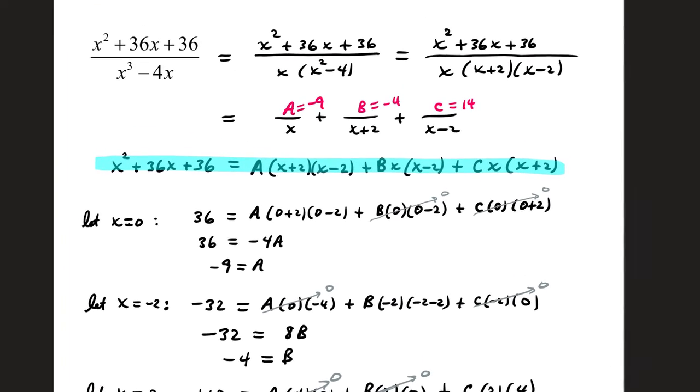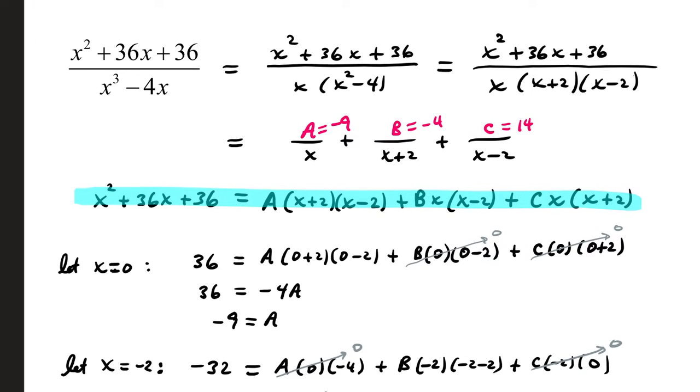In the second example, we have a little bit more complicated fraction to investigate. We have x squared plus 36x plus 36 all over x cubed minus 4x. Factoring out an x, that leaves x squared minus 4. That's a difference of two squares. So this denominator completely factors as x times x plus 2 times x minus 2. This is a set of three distinct linear factors, so we'll create three distinct fractions with each factor as its denominator. That will give us numerators of a, b, and c to solve for.